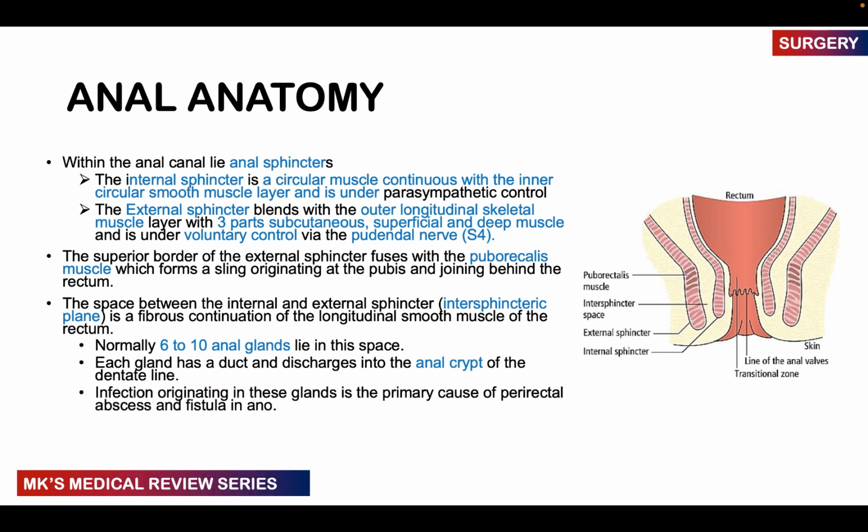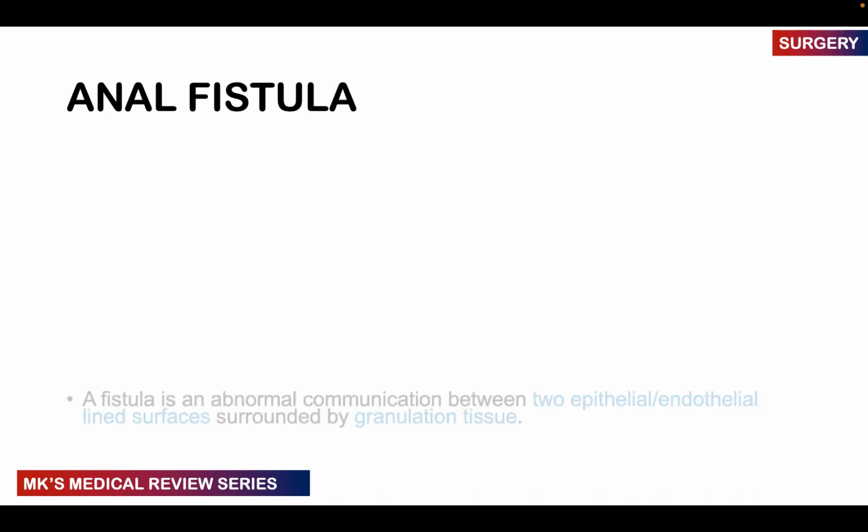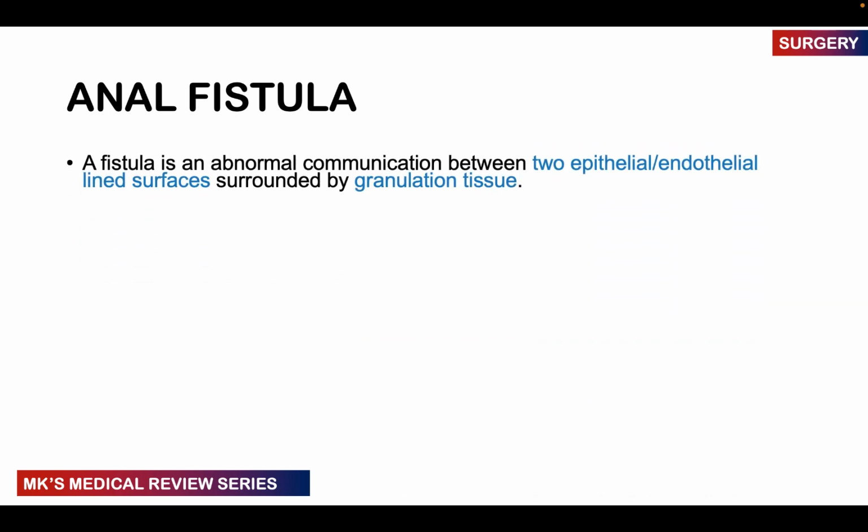Infections are going to be originating in these glands, and this can actually be the primary cause of the perirectal abscesses as well as the fistula in ano, or the anal fistulas. Let's talk now about fistulas. Remember that a fistula is just an abnormal connection between 2 epithelial or endothelial lined surfaces surrounded by granulation tissue.